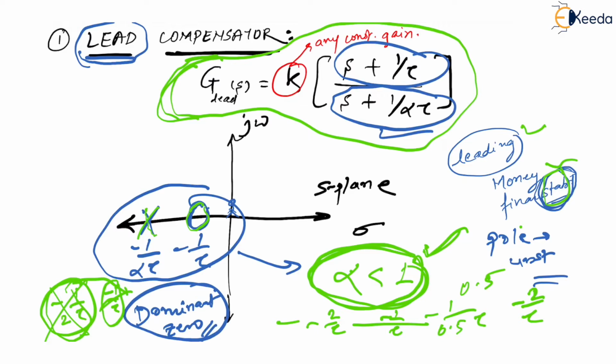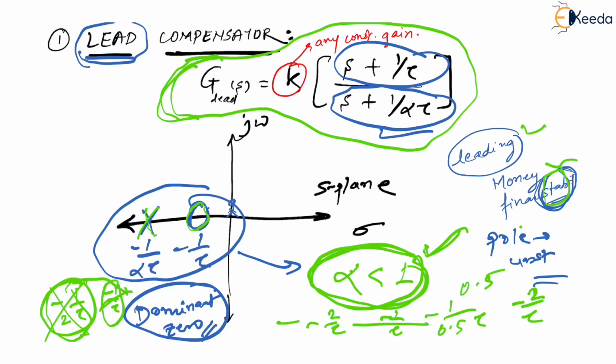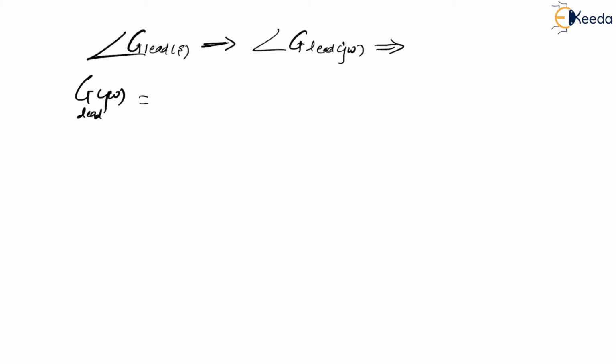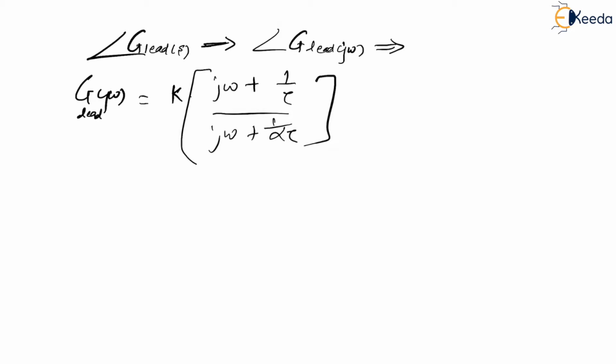G lead of J omega is going to be equal to J omega plus 1 by tau upon J omega plus 1 by alpha tau. Is that right? Now, if I'm interested in the angle, how to find the angle? Angle is nothing but phi, which is tan inverse of imaginary part upon real part.